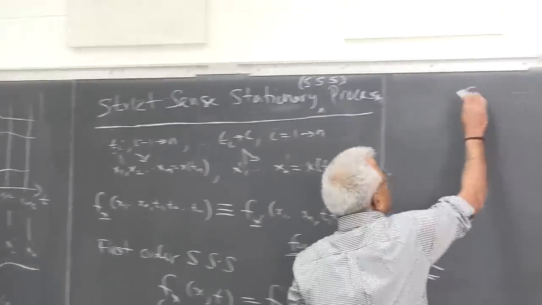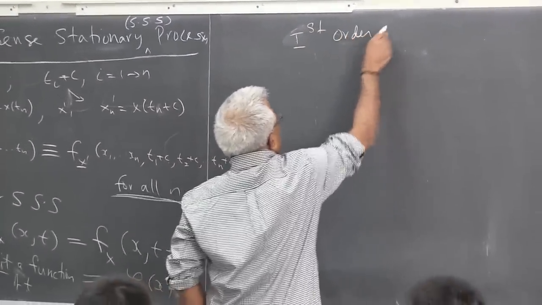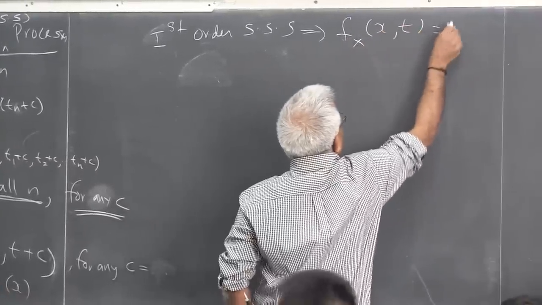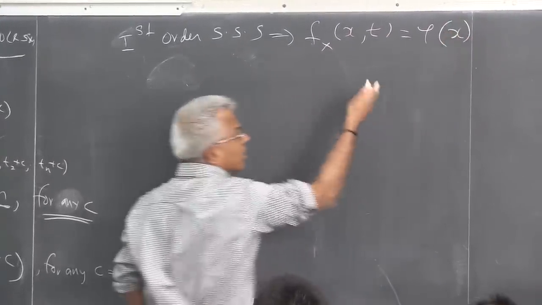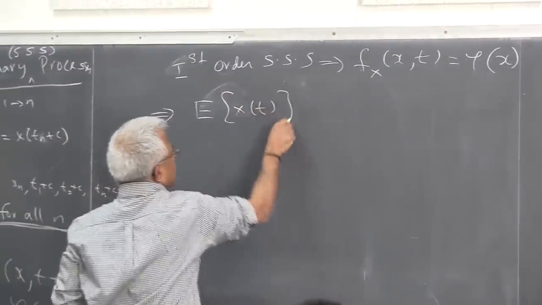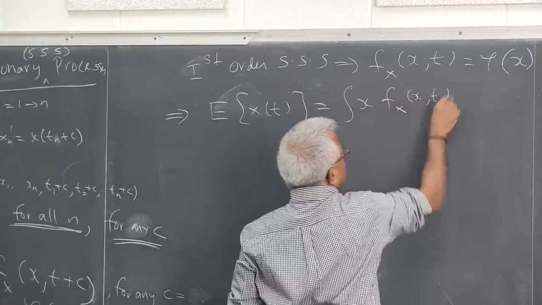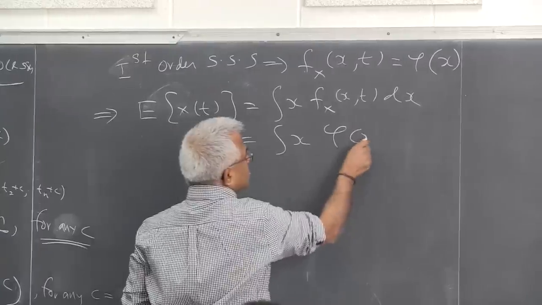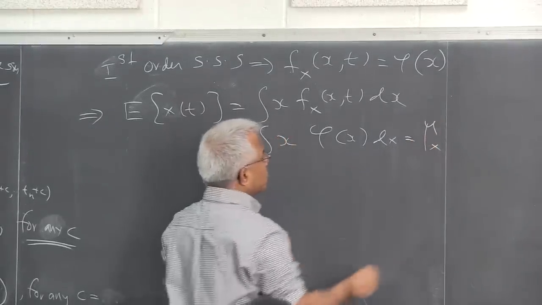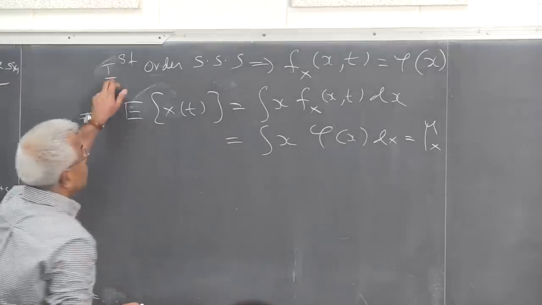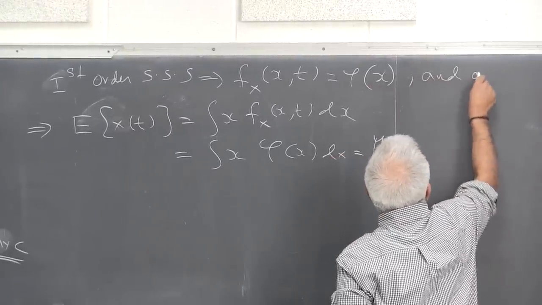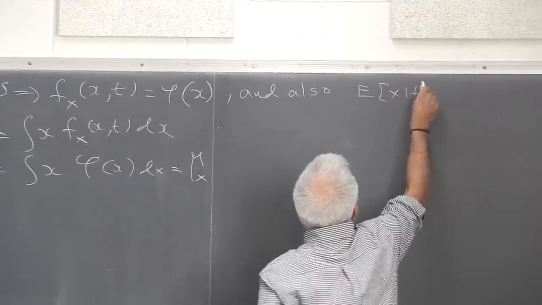From first order, I just showed you that this means the density function is not a function of T. Just to make it clear, of course that's a density function. That means what? This means the expected value of X of t is the integral of x fX(x; t) dx. But this is x fX(x) dx. It's not a function of time because look here, there is no time. So it will be a constant, right? So for first order processes, the density function is not a function of time. Also, the expected value of X of t is a constant.